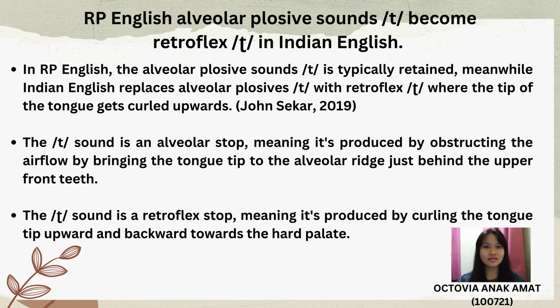The first difference is that the alveolar plosive sound t in RP English tends to become retroflex in Indian English. John Sukar mentioned that in RP English, the alveolar plosive sound t is pronounced with the tongue tip, while in Indian English, this sound is pronounced as a retroflex t, where the tip of the tongue gets curled upward. The alveolar plosive t is created by blocking the airflow with the tongue tip against the alveolar ridge just behind the upper front teeth. The retroflex t is a stop produced by curling the tongue tip upward and backward towards the hard palate.